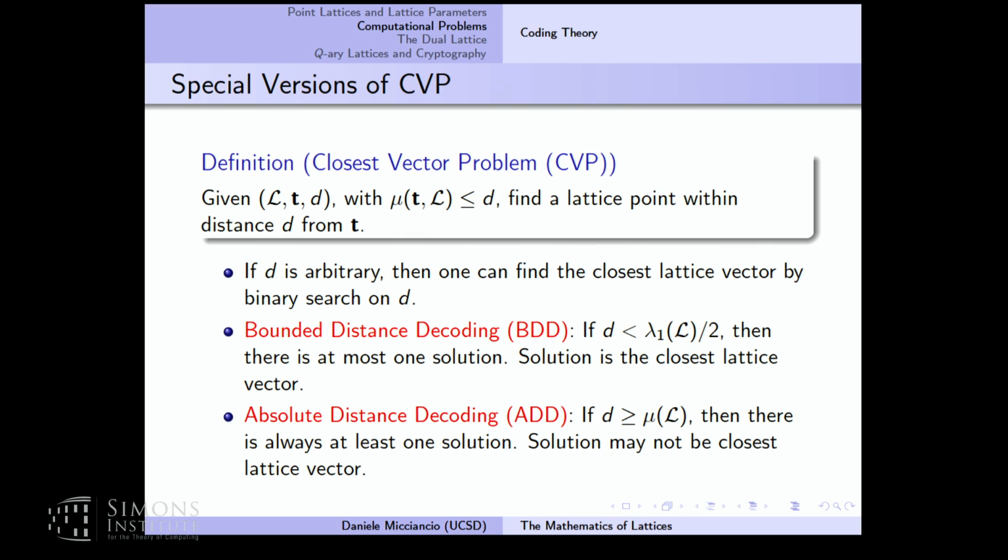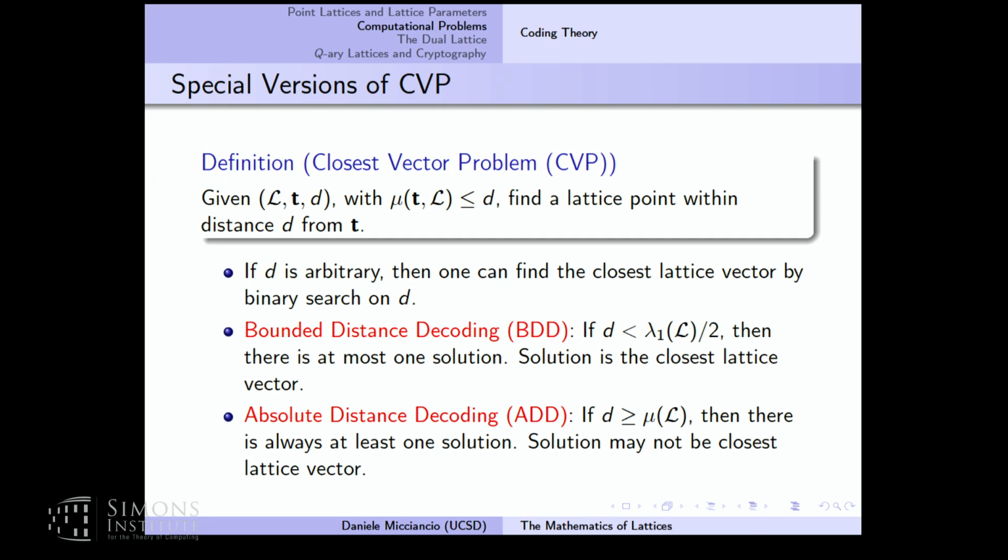Okay, so there are some special versions of the closest vector problem which are closely related to these applications, and they also happen to be closely related to the way lattices are used in cryptography. These are both versions of the closest vector problem. Let's consider a version where you are given a lattice, a target vector t, and also a distance d. And the question is, find a lattice point within distance d. So I give you the target distance.